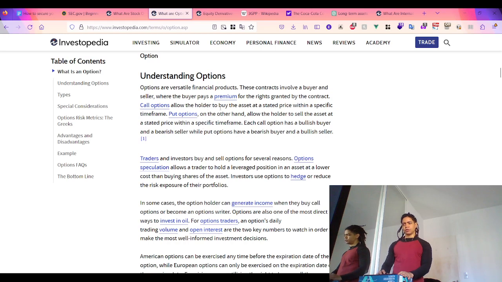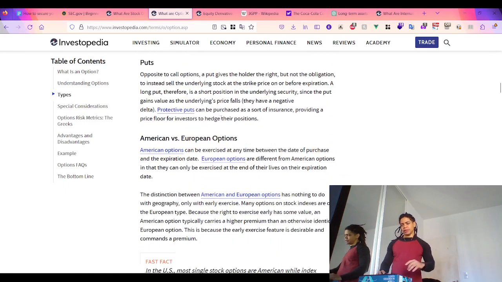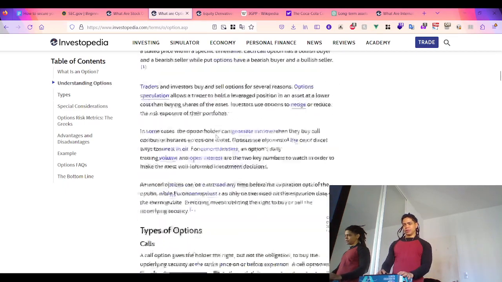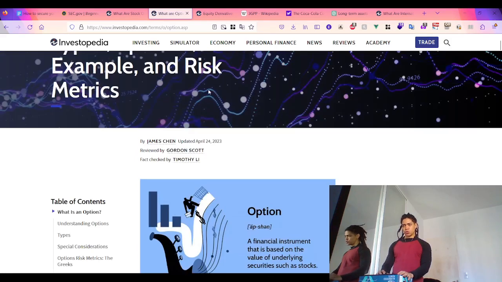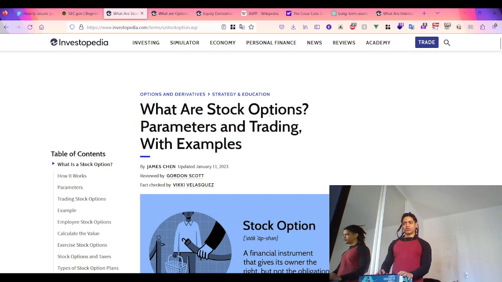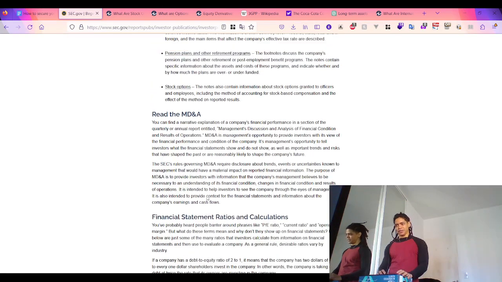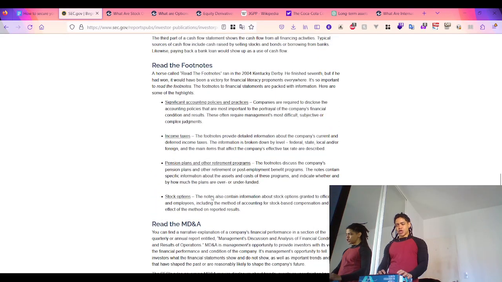Call options allow the holders to buy an asset. Oh my god. Okay, so let's start with stock options. Interesting. Okay.